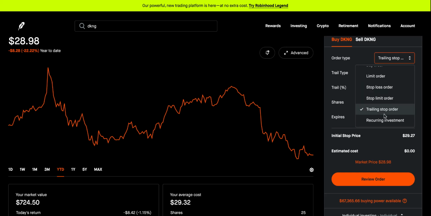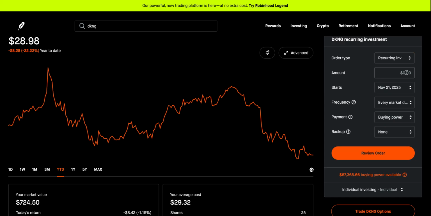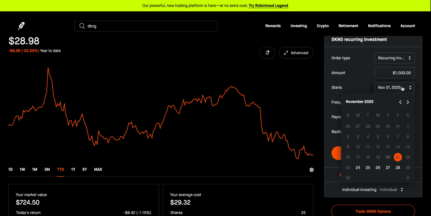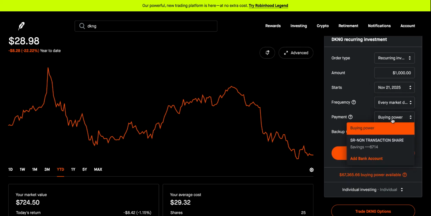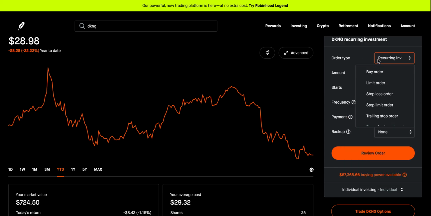And then the last one here is a recurring investment. I do this a lot. I have a long-term account that I put in about $50 a day on just different companies. And there again, you can put any type of amount, $2, $20, $100, $1,000 every day if you wanted to. And it shows the frequency: every day, every week, every 2 weeks, every month. And then it shows your buying power and stuff like that. So yeah, this is how you do all of these order types.